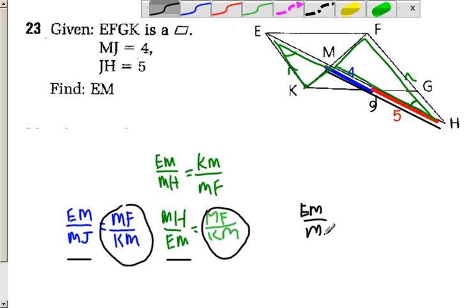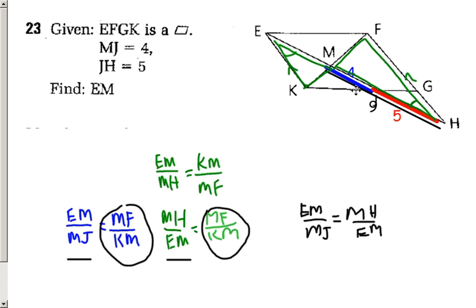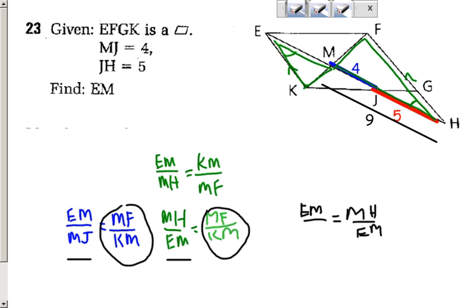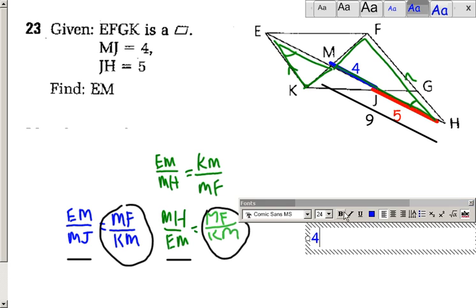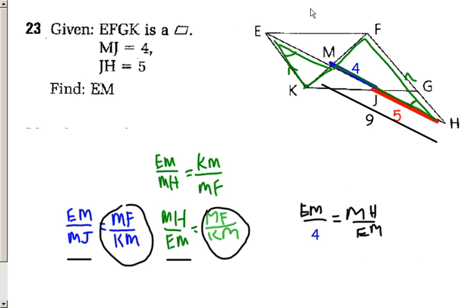over MJ, and my writing's all weird because the smart board went out, so I'm writing with the mouse right now, equals MH over EM. Well, the question is, what is EM? And I actually know MJ and MH. MJ is right here. MJ is 4. So I could basically just replace MJ with 4. And I know MH as well. MH is this whole segment here. That's 4 plus 5, which is 9. So I can replace that with 9.